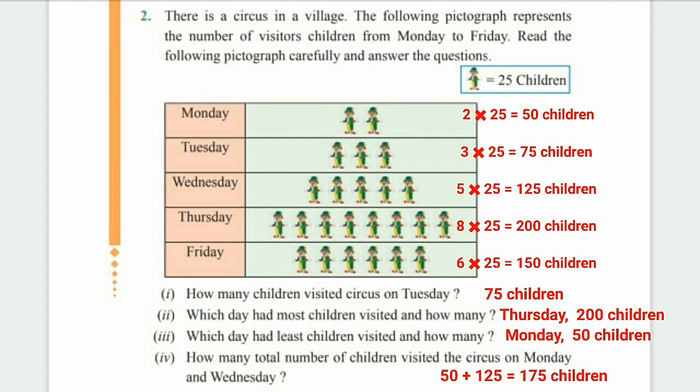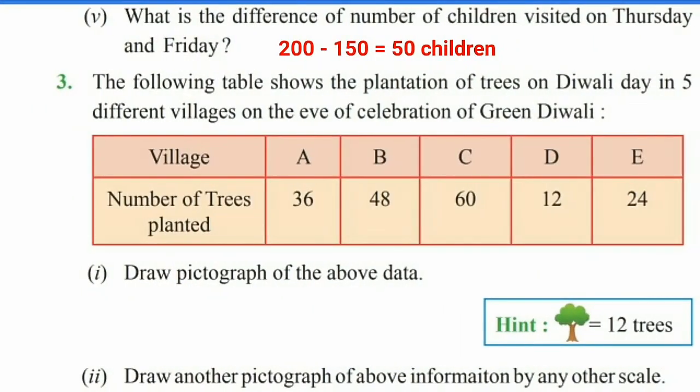Fourth, how many total number of children visited the circus on Monday and Wednesday? You can see on Monday we have 50 and on Wednesday we have 125. Now on adding we get 175 children in total. Next, fifth, what is the difference of number of children visited on Thursday and Friday? On Thursday we have 200 and on Friday we have 150. On subtracting we get 50 children.